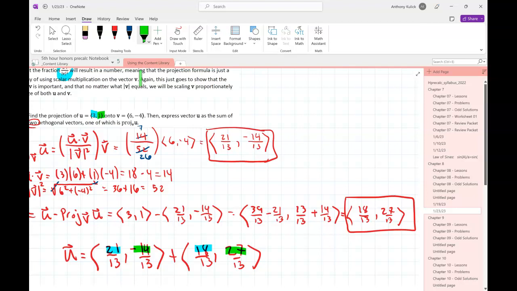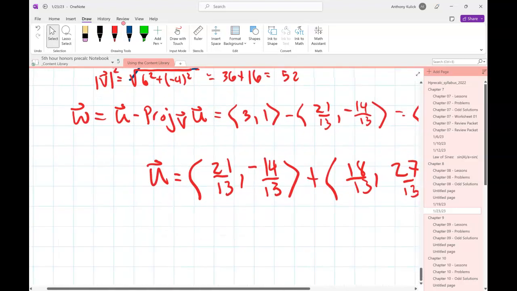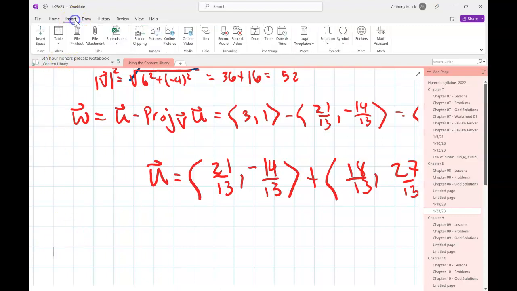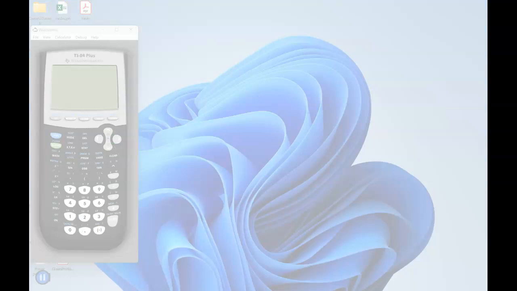Is everybody okay with that calculation? How I did that projection? Okay. All right. Now let's look at an actual application. Who cares about this stupid vector projection? What is this going to allow me to do, Mr. Kulik?